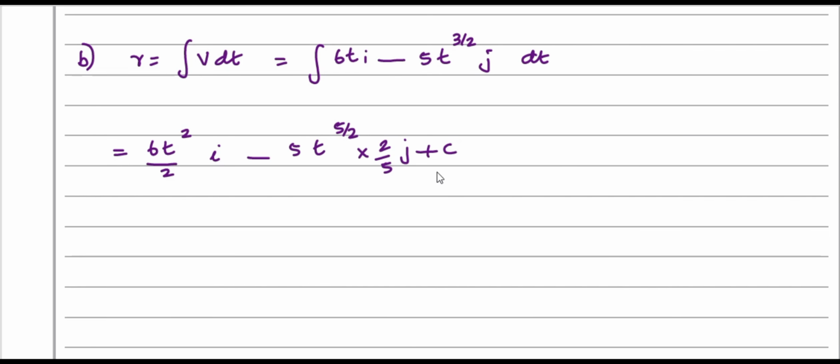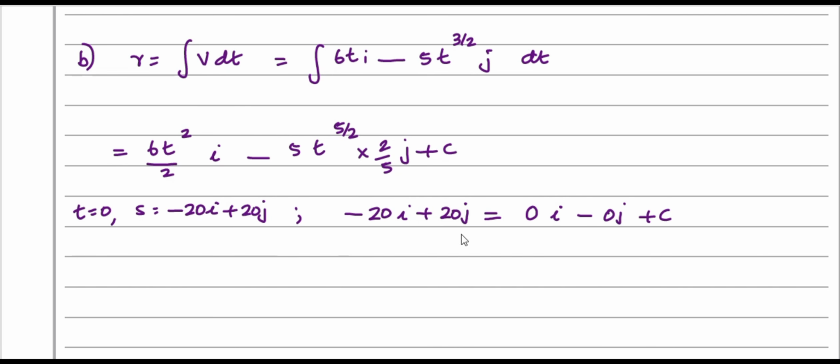Now, what information do we have to calculate c? The question tells us that when t is equal to 0, r is equal to minus 20i plus 20j, right? Let's put that back into this equation. Substituting, we get minus 20i plus 20j is equal to 0i minus 0j plus c. Therefore, c is equal to this value. Therefore, let's write the r function now, replacing the c.